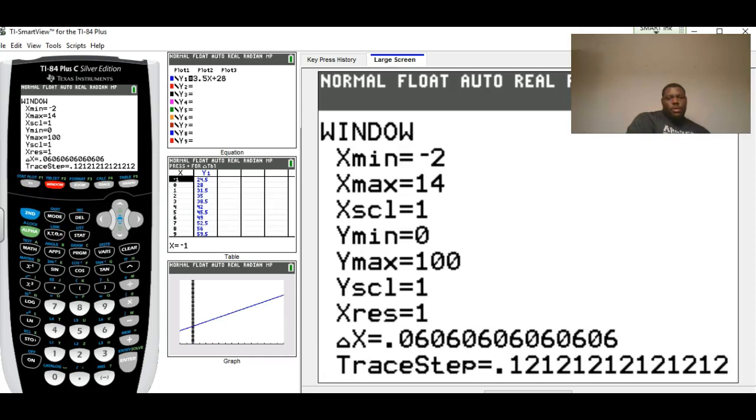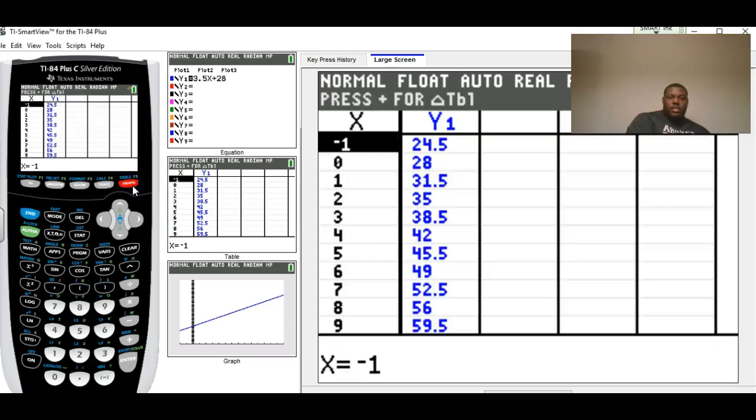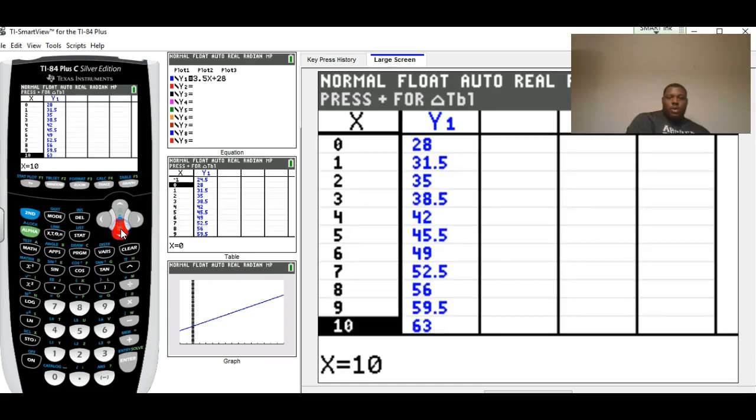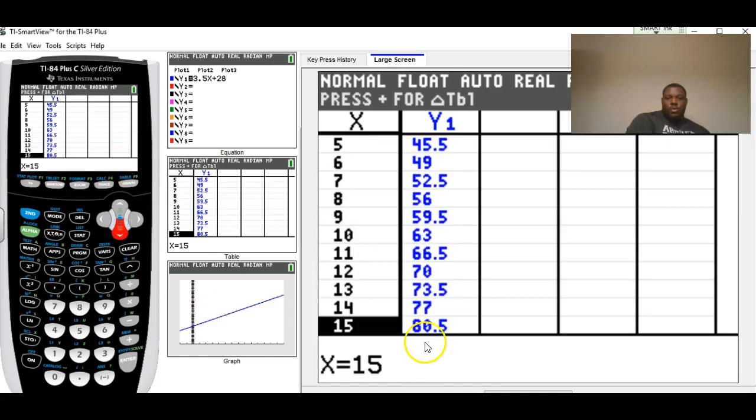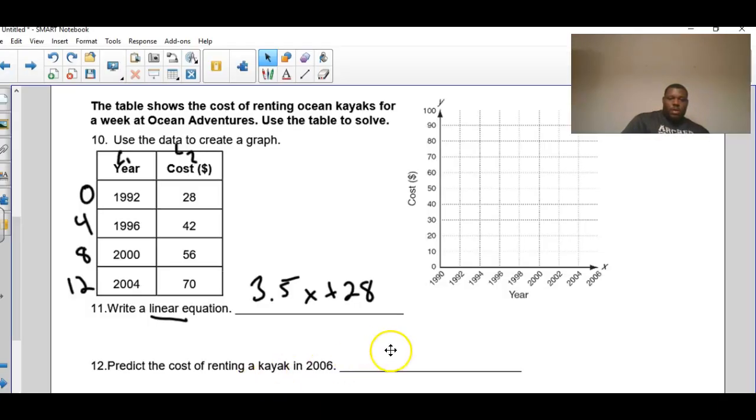So from there, we have to figure out the last part, which says predict the cost of renting a kayak in 2006. Well, remember, 2006 is year 14. So if I go down here to year 14, I can see it. At year 14, we're at $77. So let's go back over to our paper. We know that's $77.